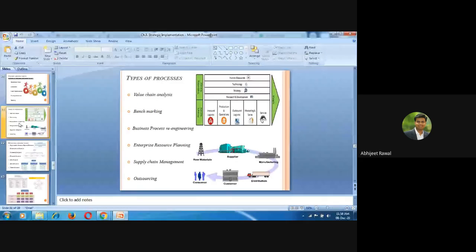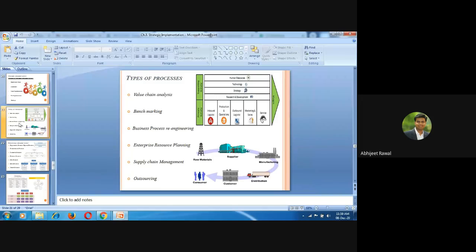So there's a type of processes also there. First, you have value chain analysis. Value chain analysis is a chain of activities which happens in every organization. Like I have put a diagram here. Inbound logistics means incoming of raw material. Production and operations means work in progress. Outbound logistics means finished goods.